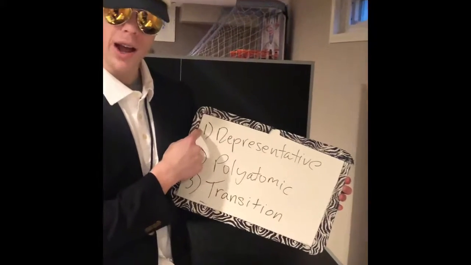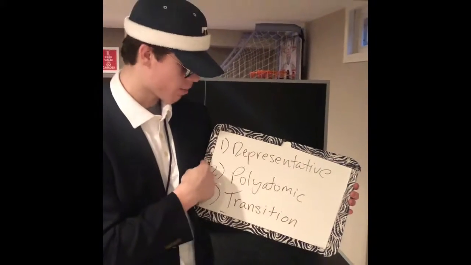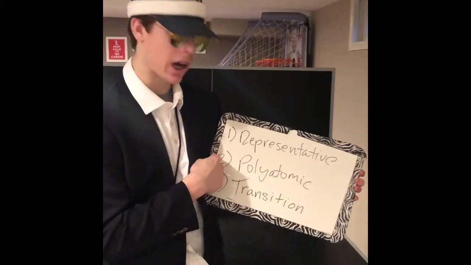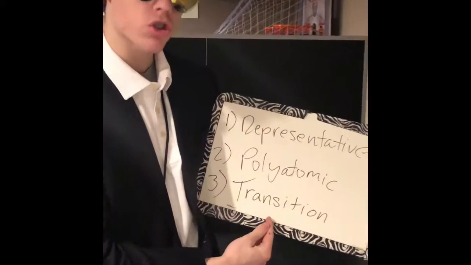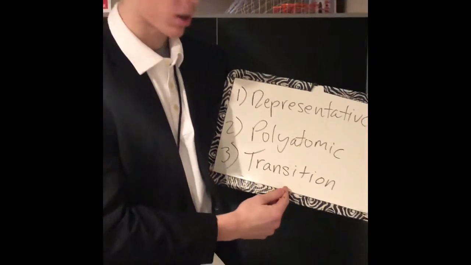Number one, we got representative. Then we're going to move on down to the polyatomic ions, and we're going to finish up with the transition. But remember, there's a little kick in the Roman numerals on that one, you know what I'm saying? But coach, I already know how to do the representative elements.